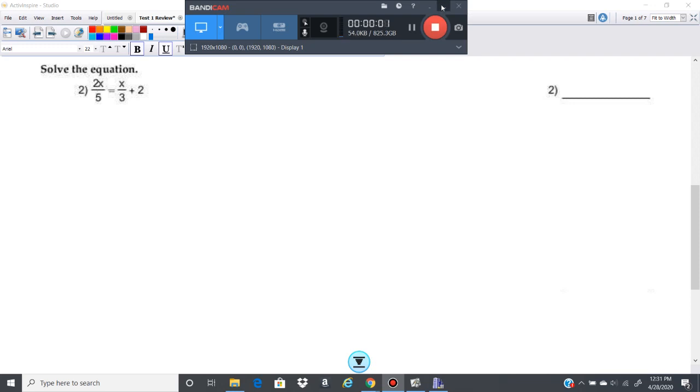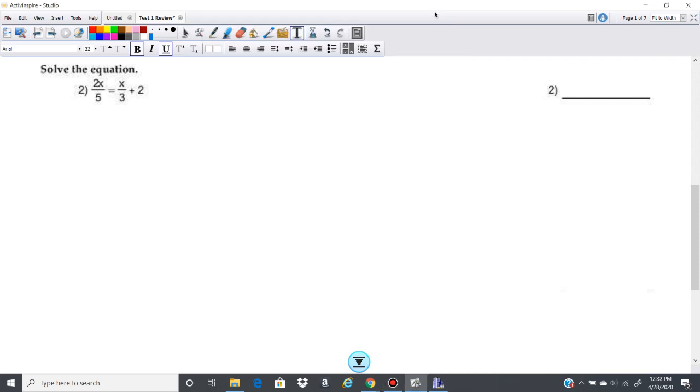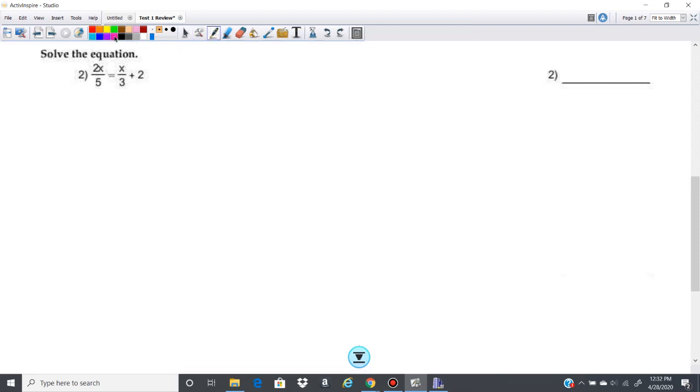In this next problem, we are solving an equation with fractions. So what we want to do here is I'm just going to go ahead and rewrite this problem. So I have 2x over 5 equals x over 3, and then I'm going to make this 2 into a fraction. So to make it a fraction, I'm just going to put it over a 1.